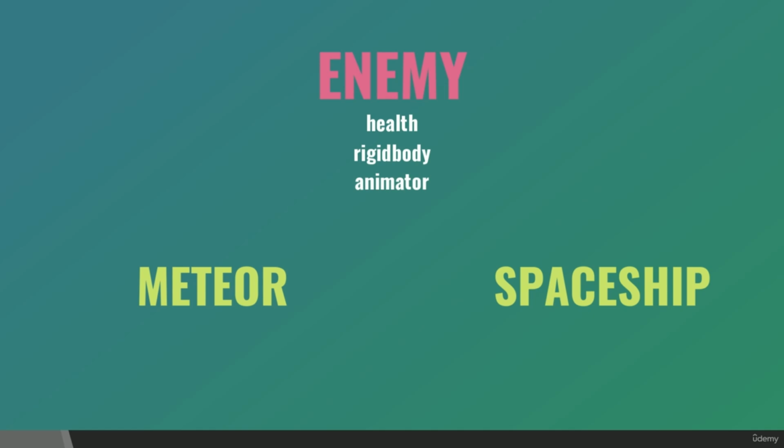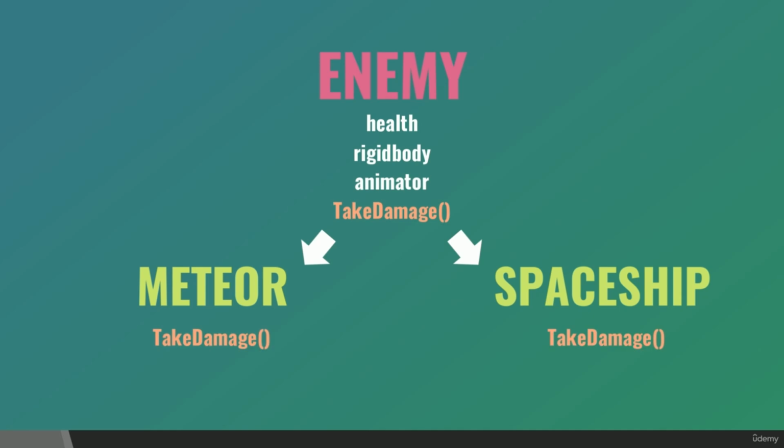Also, all enemies can take damage, so we can create the TakeDamage function in the parent class. Child classes will inherit those variables and functions. As I said, in addition, we can have specific functions just for child classes. The Meteor class can have, for example, a Rotate function, and Spaceship can have a Shoot function. And that is the basic logic of inheritance.